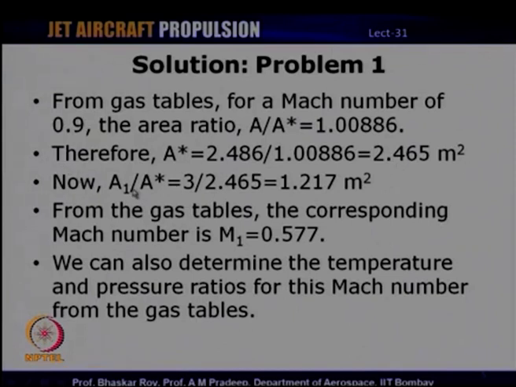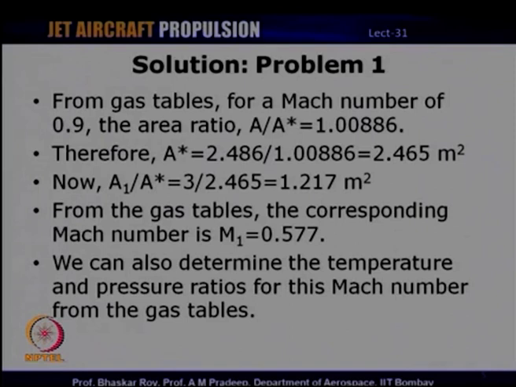So, we also have the inlet entry area, which has been given to us. We can also calculate A1 by A star. A1 is given as 3 meters square, and A star we have just now calculated as 2.465. So, 3 by 2.465 is 1.217. This is the ratio of the intake entry area to the throat area.